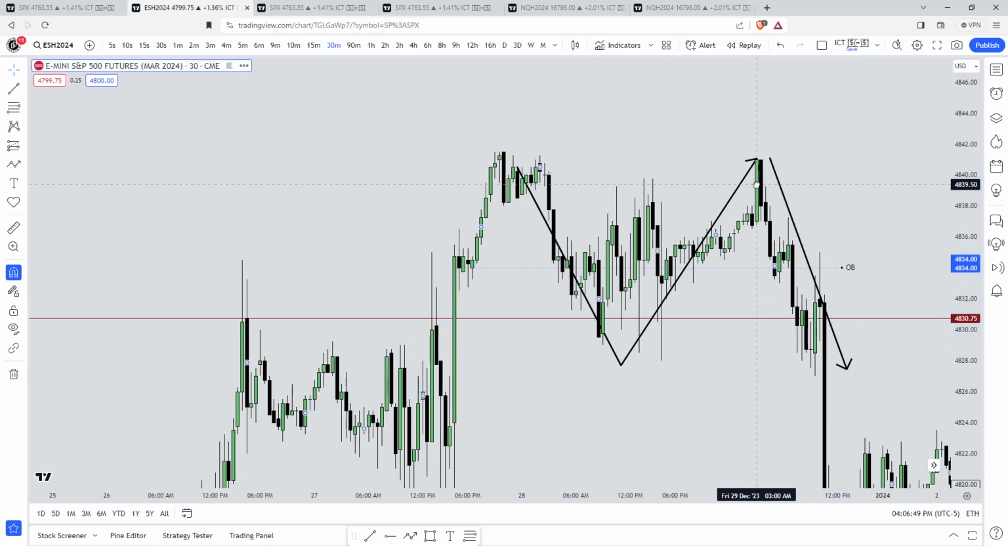This last up close candle in here becomes the propulsion block because it retested the order block. It's still an order block, it's just classified as a propulsion block. Creates another fair value gap in here and then starts to trade lower.